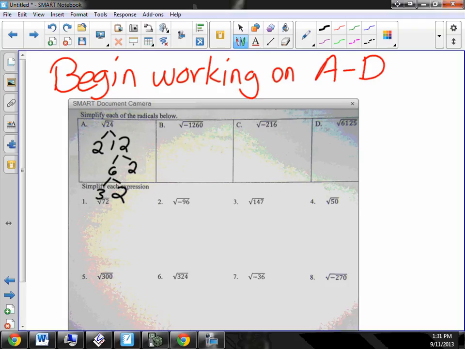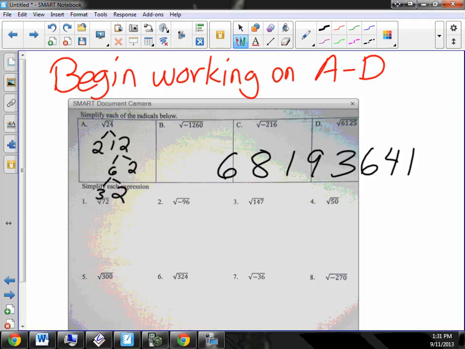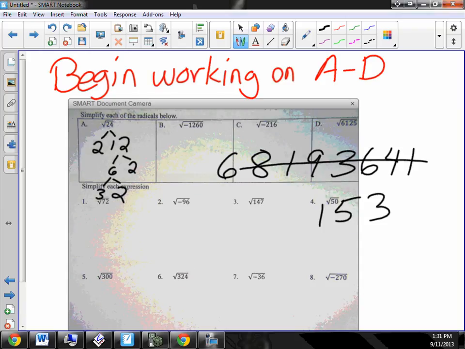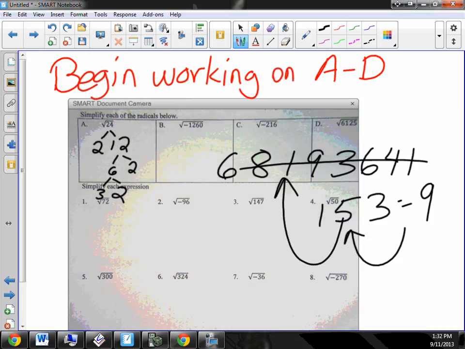What if we had a really big number, like 68193641? Just add them all up. What if we add them up and it ends up being 153, and I don't know if 3 goes into that? Add them up again. So that'd be 6 and 3 is 9. Does 3 go into 9? Yes, which means that 3 goes into 153, which means that it goes into the big one. So you could just keep adding those digits until you get down to a number that makes sense. Okay?